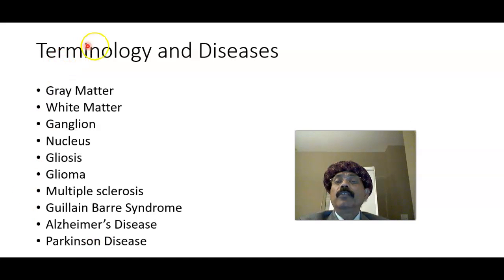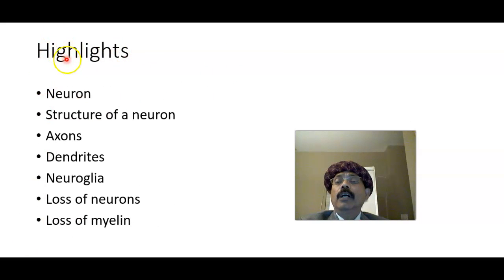Okay. So this is the terminology, gray matter, white matter. We have gone through that part. And highlights: the neuron, the functional unit of the nervous system, and the structure of the neuron. We have gone through that part. Axon, dendrites, neuroglia, loss of neurons in Parkinson's disease and Alzheimer's disease, loss of myelin in multiple sclerosis in case of central nervous system myelin damage, and peripheral nervous system myelin damage is called Guillain-Barré syndrome. And that's all about the cells of the nervous system.